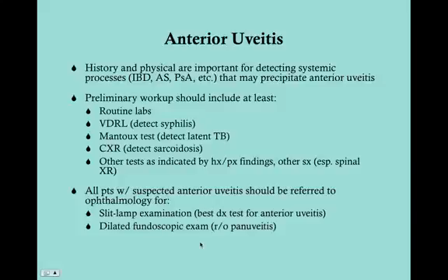All patients with suspected anterior uveitis should be referred to ophthalmology. Anytime you have a painful eye, you should really think about referring to ophthalmology. And they're going to get a slit lamp examination, because a slit lamp examination is the best diagnostic test really for any uveitis. And then a dilated fundoscopic exam, and that will help you rule out panuveitis because, well, you have anterior uveitis. How do we know we don't have posterior uveitis too? How do we know we don't have a panuveitis? We need to look at the retina. So that dilated fundoscopic exam will help you rule out panuveitis.